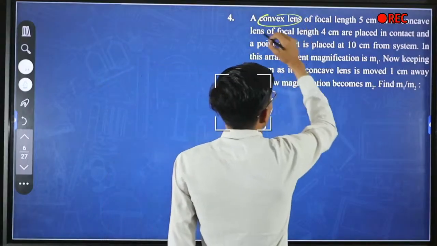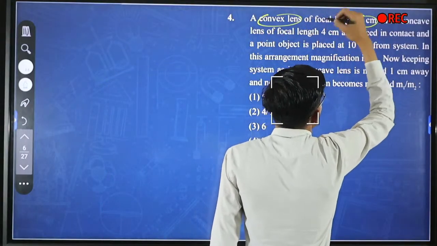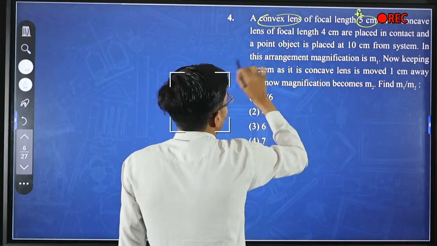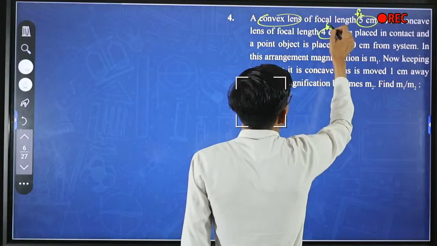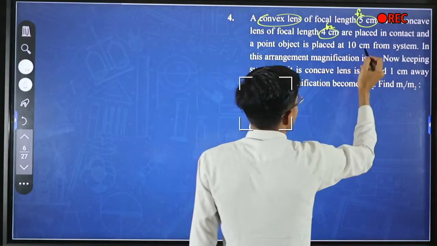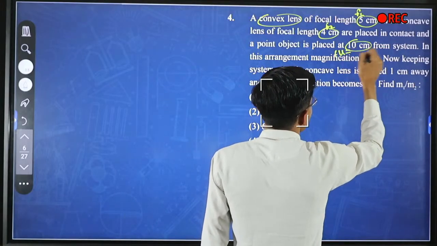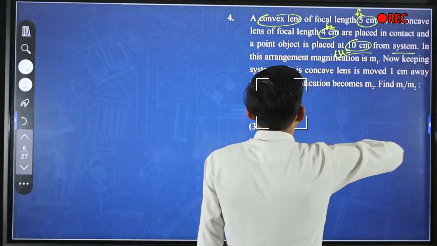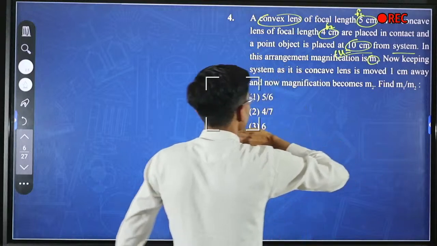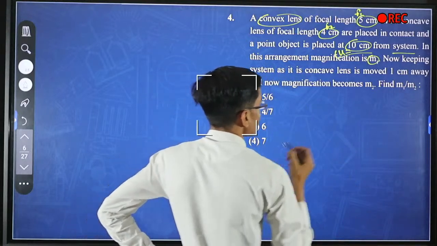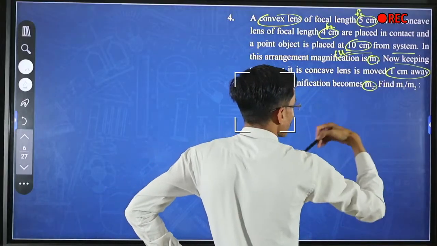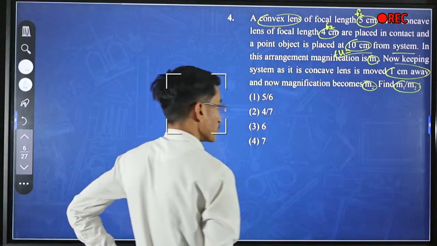Convex lens of focal length 5 cm, let us say f1. A concave lens of focal length 4 cm, let us say f2. Are placed in contact and a point object is placed at 10 cm away. Let us say this is the object distance u from the system. In this arrangement, magnification is m1. Now, keeping the system as it is, the concave lens is moved 1 cm away and now magnification becomes m2. Then find the ratio of m1 by m2.